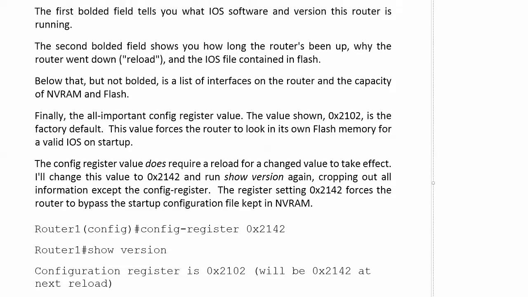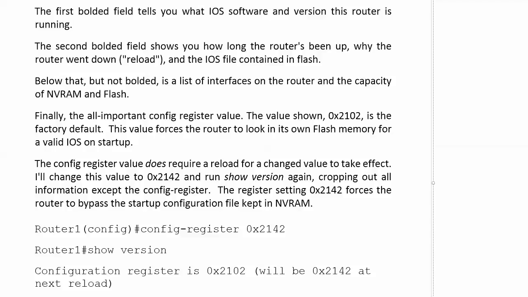But something else I'll show you here on the board, and we'll see it live in a moment. 2102 is actually the default. And what that particular value does is it forces the router to look in its own flash for a valid IOS on the startup. Remember we mentioned, here's the order where it looks for the IOS. Well, this is another reason you might change the config register.